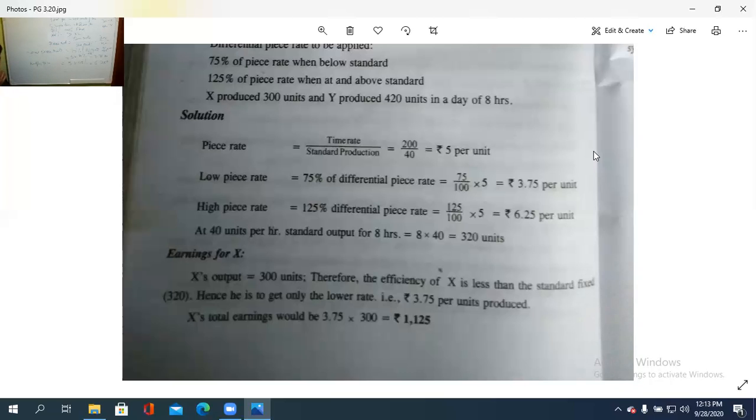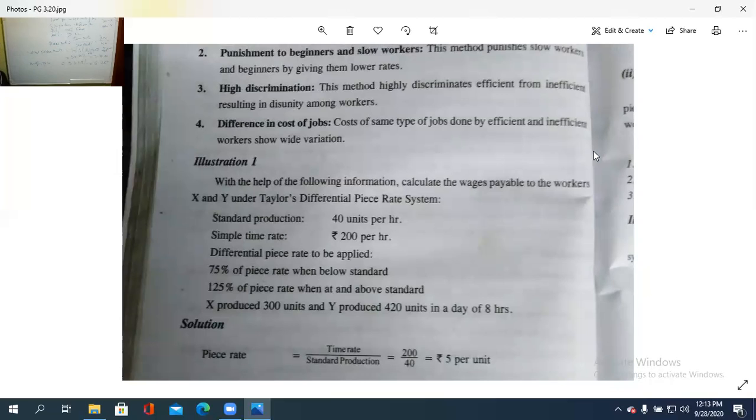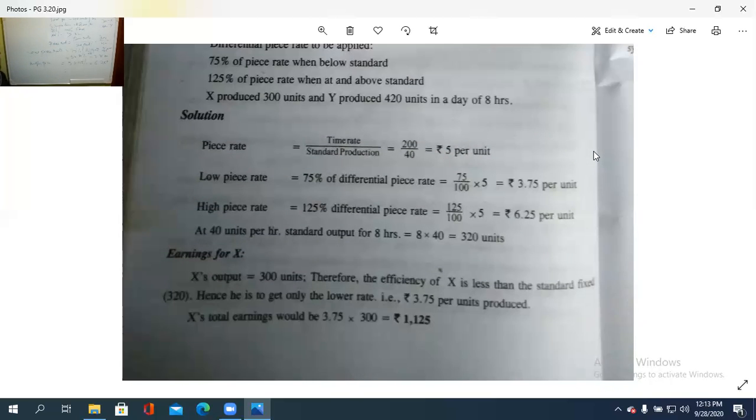സ്റ്റാൻഡേർഡ് ഔട്ട്പുട്ട് എന്ന് പറഞ്ഞാൽ 8 മണിക്കൂറിന് പണിയെടുക്കുന്നതിന് ഇവിടെ പറയുന്നുണ്ട്, 40 യൂണിറ്റ്സ് ആണ് സ്റ്റാൻഡേർഡ് പ്രൊഡക്ഷൻ. അപ്പൊ സ്റ്റാൻഡേർഡ് ഔട്ട്പുട്ട്, 8 into 40, അതായത് 8 മണിക്കൂറാണ് സ്റ്റാൻഡേർഡ് ടൈം. ആ സ്റ്റാൻഡേർഡ് ടൈം ഇൻറ്റു സ്റ്റാൻഡേർഡ് പ്രൊഡക്ഷൻ എടുത്താൽ ആക്ച്വൽ സ്റ്റാൻഡേർഡ് ഔട്ട്പുട്ട് കിട്ടും. അപ്പൊ സ്റ്റാൻഡേർഡ് ഔട്ട്പുട്ട് കണ്ടുപിടിക്കണം. സ്റ്റാൻഡേർഡ് ഔട്ട്പുട്ട് ഈസ് ഈക്വൽ ടു 8 into 40.